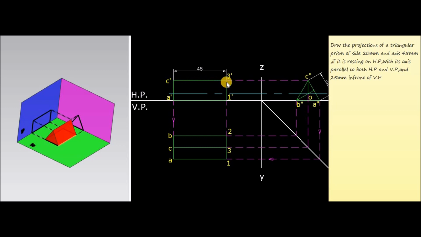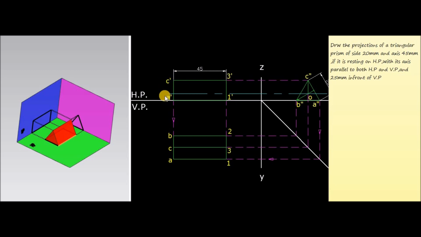So we can see that here the top corners of the prism are 3 dash and C dash, and the bottom corners are 1 dash and A dash. Now mark all these points 1 dash, 3 dash, A dash, C dash. These are the corners. Now join these corners. So this will be the front view of the triangular prism. It is represented by 1 dash, 3 dash, C dash and A dash.